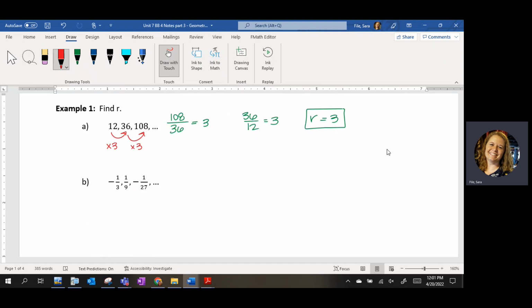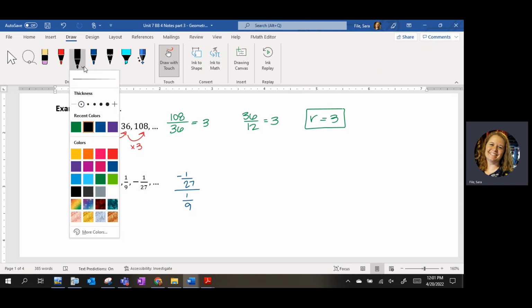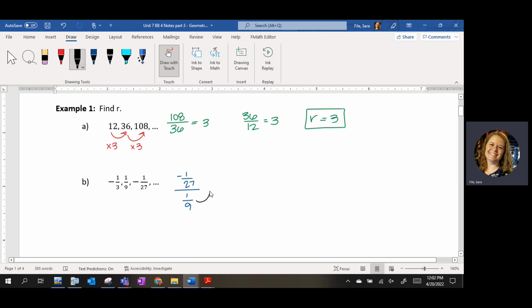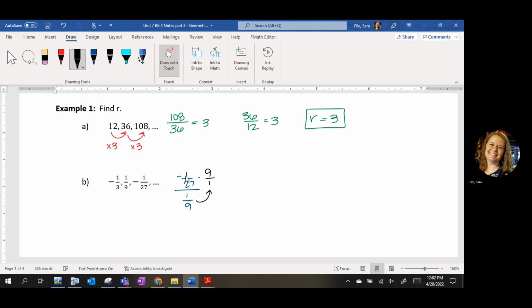All right. So part B is a little more complicated because you're dealing with fractions, but you're doing the same thing. So we're going to take negative 1/27 divided by the previous term, which is 1/9. And when we have fractions, we can flip and multiply, right? Dividing fractions is easy as pie. Flip the second and multiply. So instead of dividing by 1/9, we can multiply by 9/1, which when you multiply fractions, you just go straight across. So that is negative 9/27, which reduces to negative 1/3.